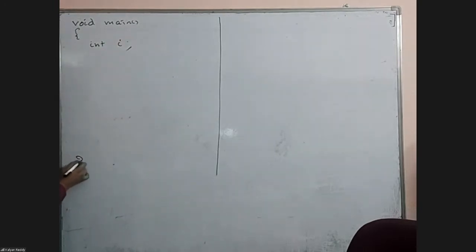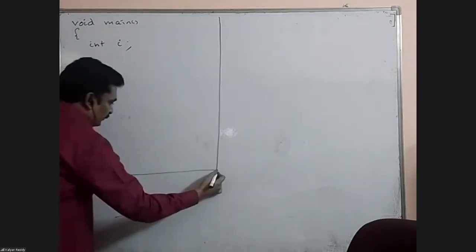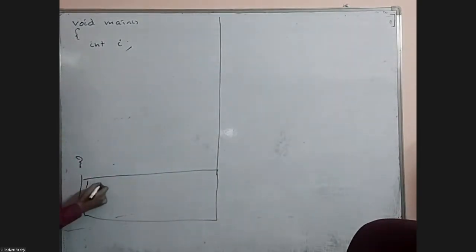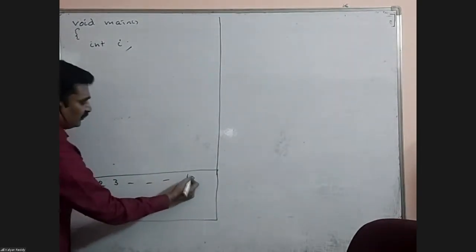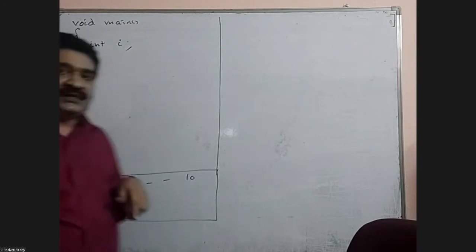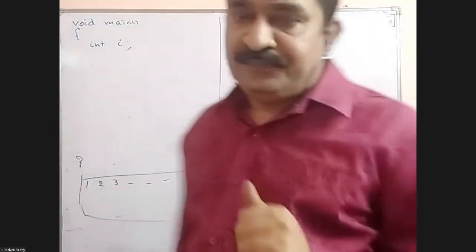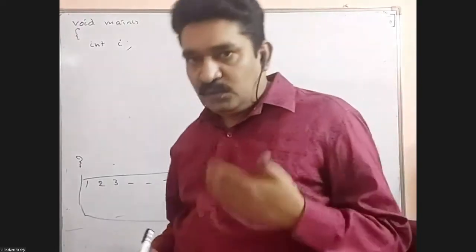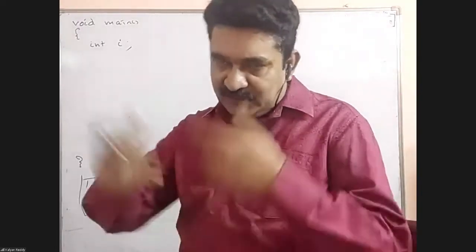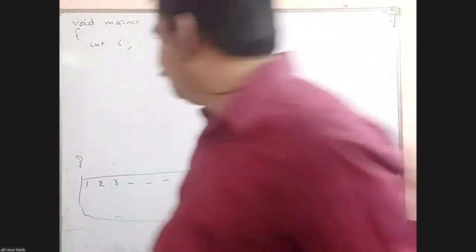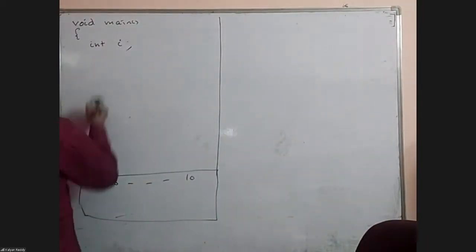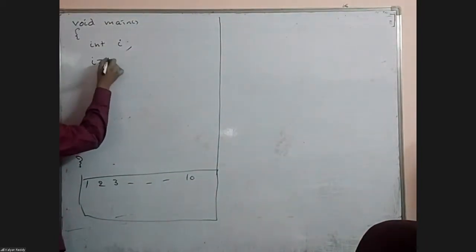Now my required output needs to be like this: 1, 2, 3, like this. The last one needs to be 10. So take a variable, and the variable's required starting value needs to be 1. Go for the loop. Inside the loop, print that variable, and after that increment, and the loop needs to repeat 10 times. So I equals 1.